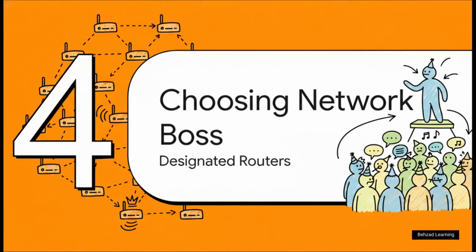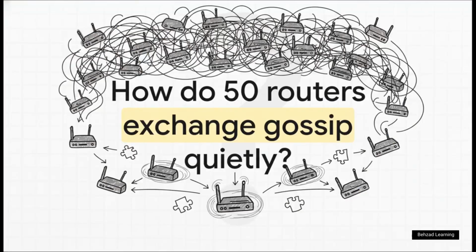Section 4. Choosing the network boss. Now, point-to-point links between just two routers, that's pretty simple. But a multi-access Ethernet network operates a lot more like a really, really crowded party. Just imagine this scaling problem for a second. You've got 50 routers in a single room.